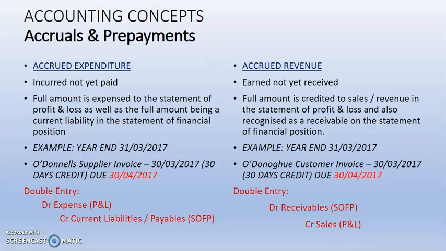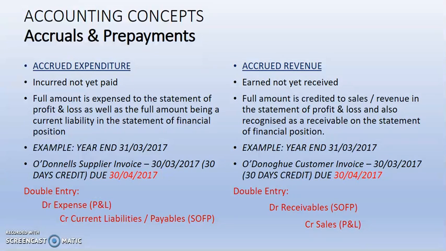So working on the same principle, accrued revenue is revenue that has been earned, however it hasn't been received. So we usually see this where we give our debtors or our receivables credit upon sale. So we would fully credit the amount to the sales or the revenue in the statement of profit and loss, and we'll also recognise it as a receivable on the statement of financial position. So this will be seen as a current asset.